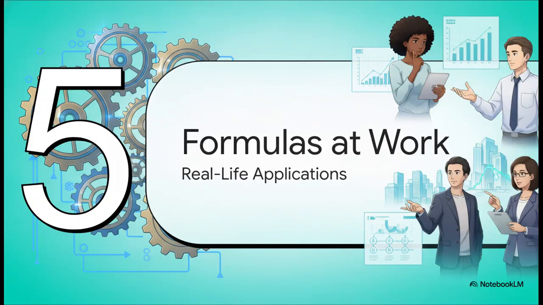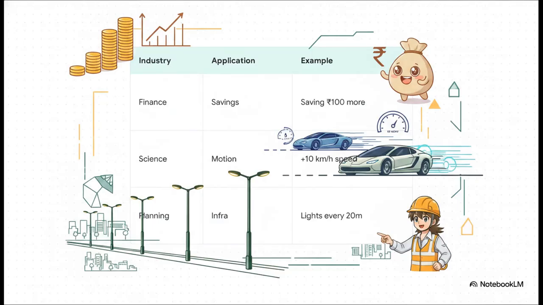All right, final stretch, part 5. Putting these formulas to work with real-life applications. Now, what's really interesting here is seeing how these abstract letters become completely practical in the real world. In finance, arithmetic progressions actually govern your budgeting and savings, like scaling up your investments by a set amount, say 100 rupees extra each month. In science, physicists use these exact same formulas to model uniform motion. Think of tracking a car that's increasing its speed by exactly 10 kilometers per hour every single minute.